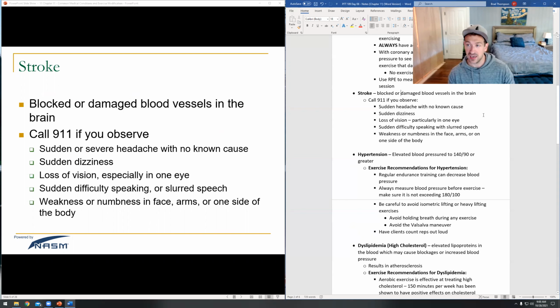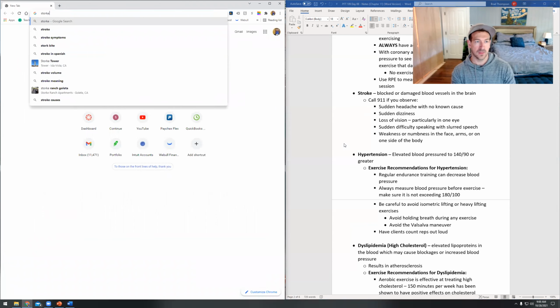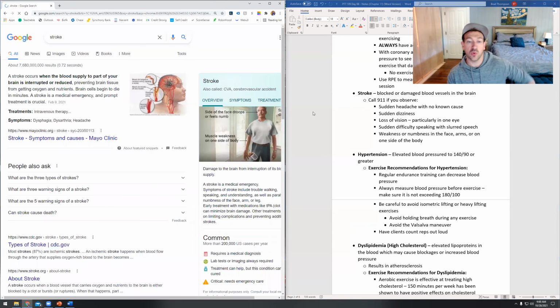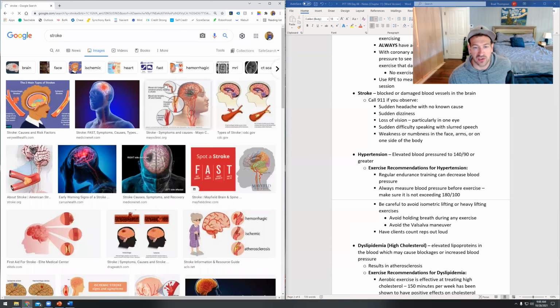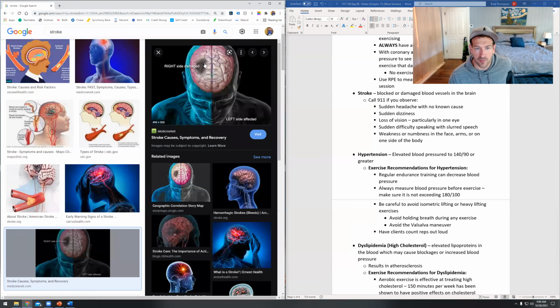So if they get a sudden headache with no cause out of nowhere, pretty severe, dizziness, loss of vision. Now, here's the thing. You've got two sides to your brain, right? And normally a stroke will only affect one side of them. And so if they get loss of vision in one eye in particular, that is sometimes a sign of a stroke. Also, they'll sometimes have sudden difficulty speaking.